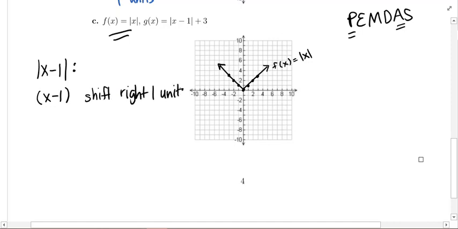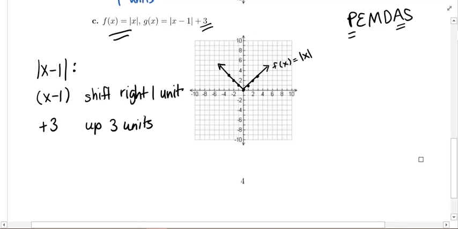Okay, so we're going to do that first. And then you have the plus 3. The plus 3 is not inside parentheses, not inside the absolute value. It's on the outside, so that is a vertical shift. And since we are adding, that means we're going to go up by that many units. So the plus 3 is going to make us go up 3 units.